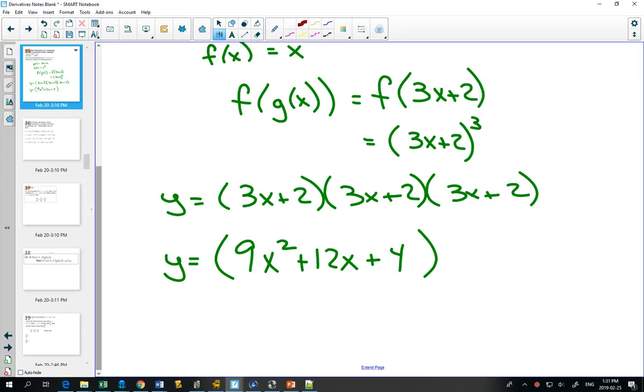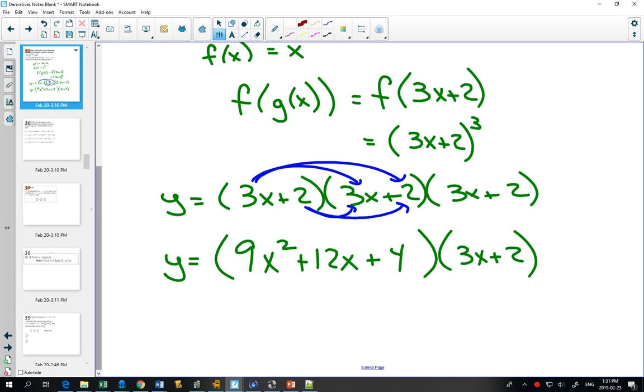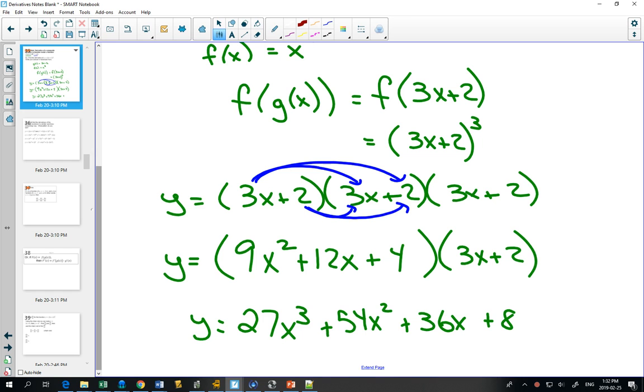Everybody okay with multiplying? I did that fast, right? I multiplied 3x times 3x, that would give me 9x squared. This would give me 6x, this would give me 6x. That's how I got the 12x. And then 2 times 2 would give me the 4. That's still multiplied by another 3x plus 2. And then we would multiply that out, which would give me 27x cubed. I'm going to get 18x squared plus 36x squared, 54x squared. I'm going to get 24x plus 12x plus 36x, and 4 times 2 is 8.